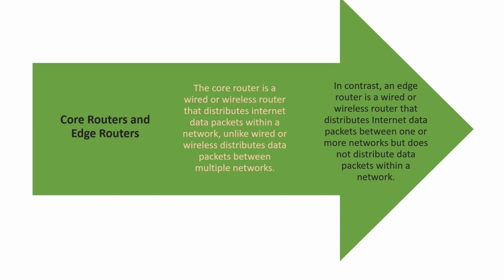And this edge router is a wired or wireless router that distributes internet data packets between one or more networks, but does not distribute data packets within a network. So between networks, this edge router transmits the data packets, but the core router transmits the data packets within the network.